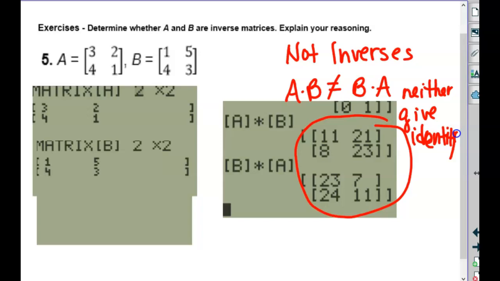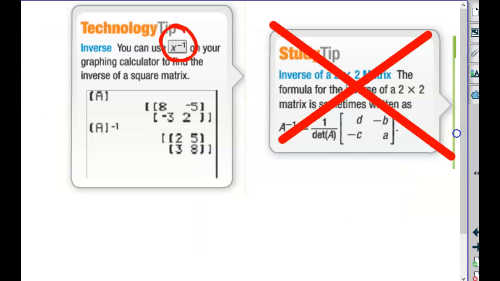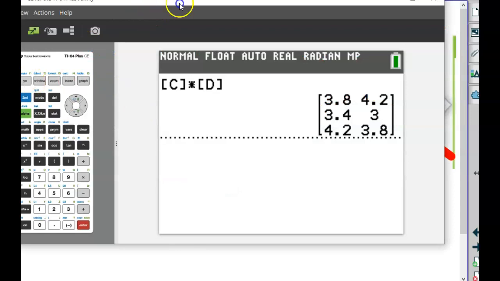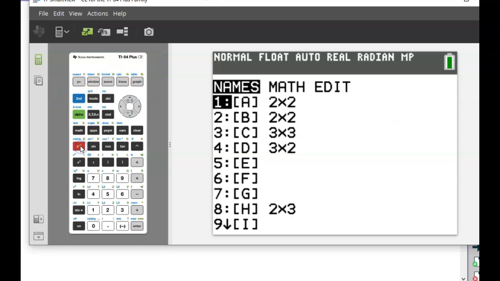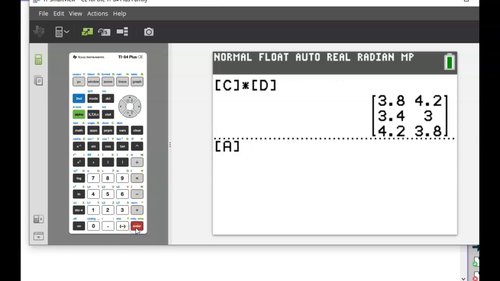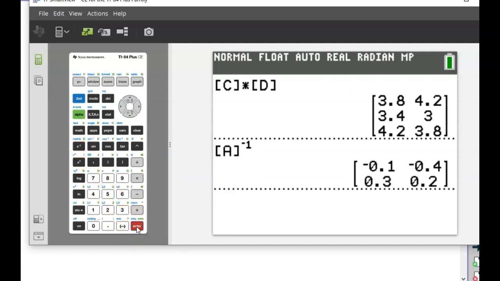All right, there is a way to find an inverse on your calculator, so you could just put in A and then find the inverse and see if it's equal to B. That is this button right here on your calculator, which is the matrix button, okay? So, let's go with a matrix A that is a 2 by 2, ready? Then you would push that same button, then the -1, and it would give you the inverse of A.